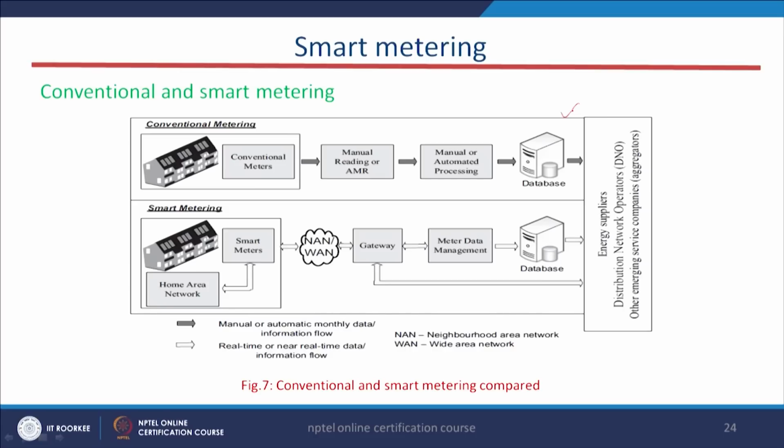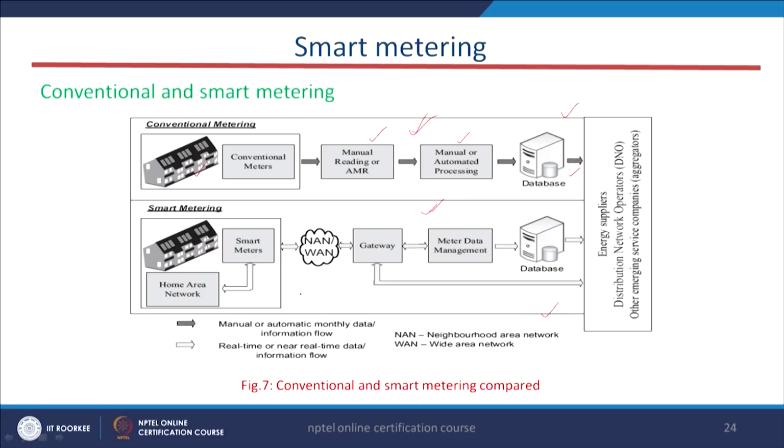Now, this is the basic building block of the smart metering system. The first one is the conventional metering structure, and the second one is the recent smart metering infrastructure. What is the difference between this conventional metering structure and the new smart metering structure? In the conventional metering, we do not have the NAN or WAN communication infrastructure. Let us say this is the residential building, we have conventional meters, next we have manual reading, and next we have manual or automated processing, then we have the database.